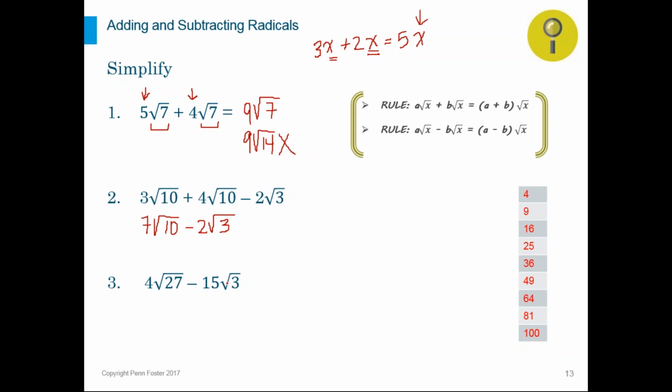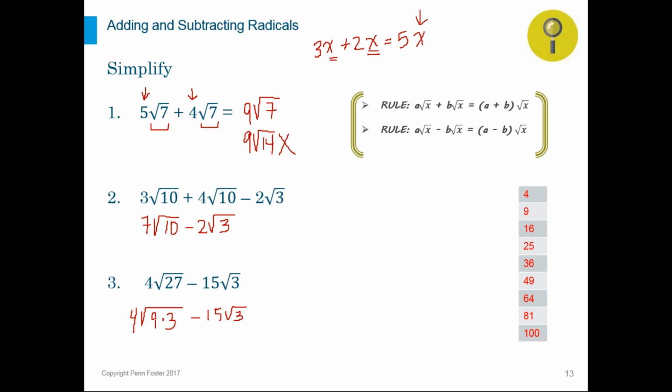Look at 27. 27 actually has a perfect square factor. Let's simplify 4 square root of 27 further. So 4 will stay outside. I'm simplifying whatever is here with the square root sign. 27 is 9 times 3. And I still have to subtract minus 15, the square root of 3.